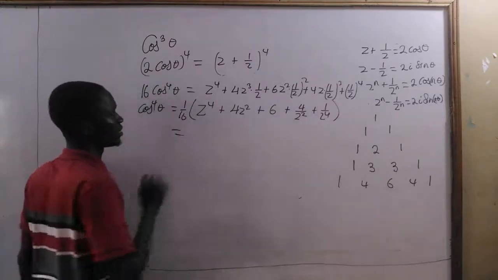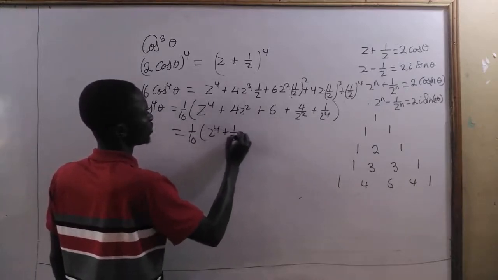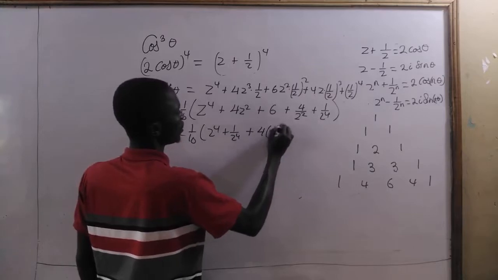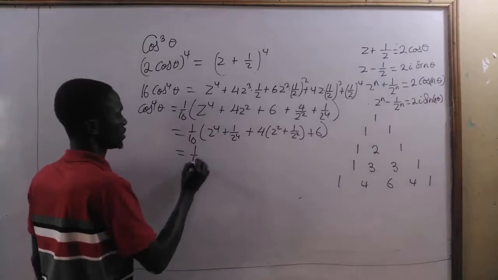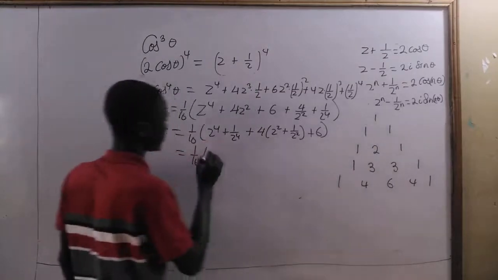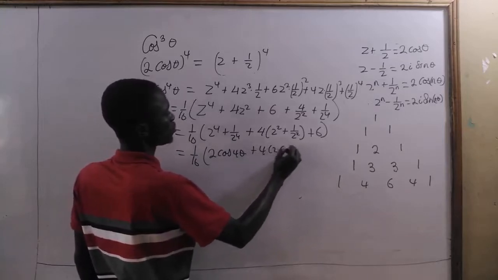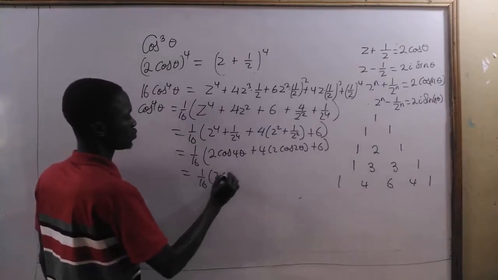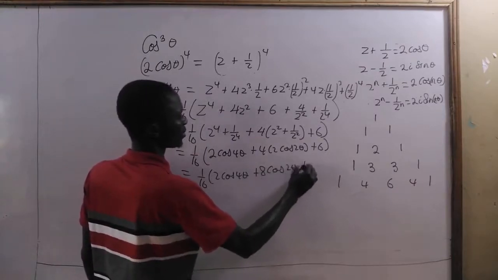And this one is now easy. So you have 1 out of 16 z to the power 4 plus 1 out of z to the power 4, plus 4 out of z to the power 2 plus 1 out of z to the power 2, plus 6. This will be 1 out of 16. This one is what we have here: 2 cosine of 4 theta plus 4 into bracket 2 cosine of 2 theta plus 6. 1 out of 16 times 2 cosine of 4 theta plus 8 cosine of 2 theta plus 6.